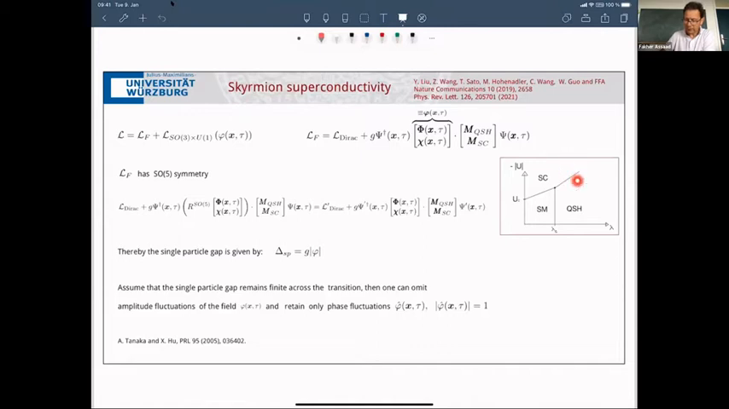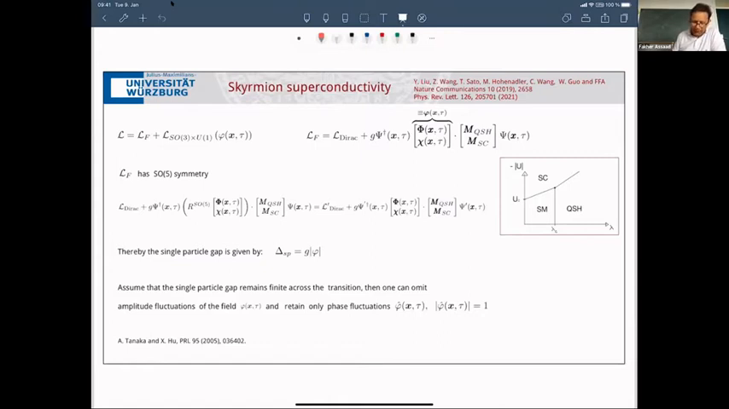Now, at this transition here, how we worked it out is essentially that the single particle gap does not close. Now, because, okay. Yes. You've got 5 plus 5 minutes left. Okay, that's good enough.